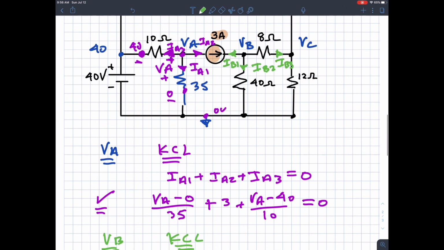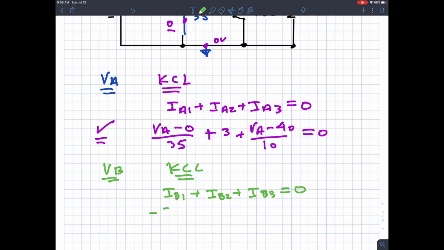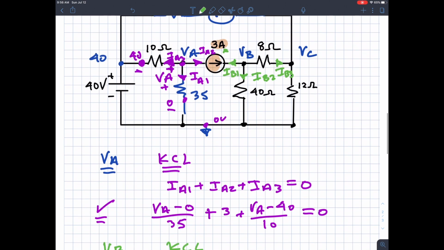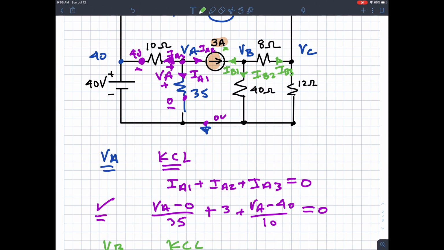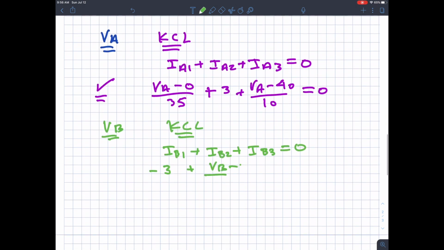So I look at IB1. IB1 is referenced in the opposite direction of the independent current source. So IB1 is minus 3. Then I look at IB2. Okay, so I'm worried about my dots. Here's 0 volts, and right here on this side is VB. All right, so I track my dots down to either side of the resistor. I know Ohm's law applies. Since the current is moving down, it'd be plus on the top, minus on the bottom. So this would be plus VB over 40. VB minus 0 over 40.